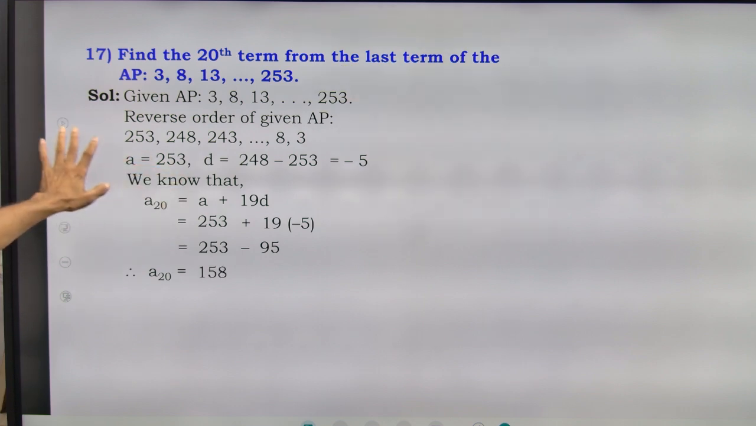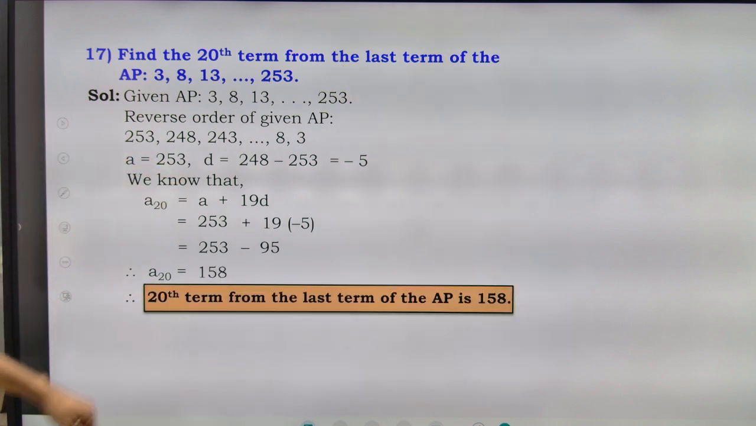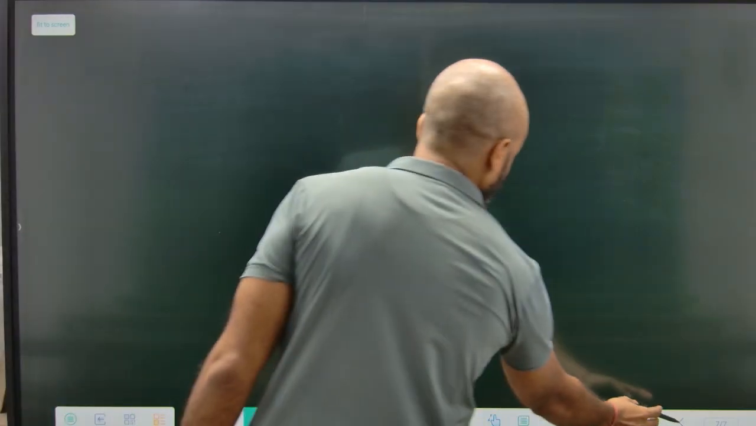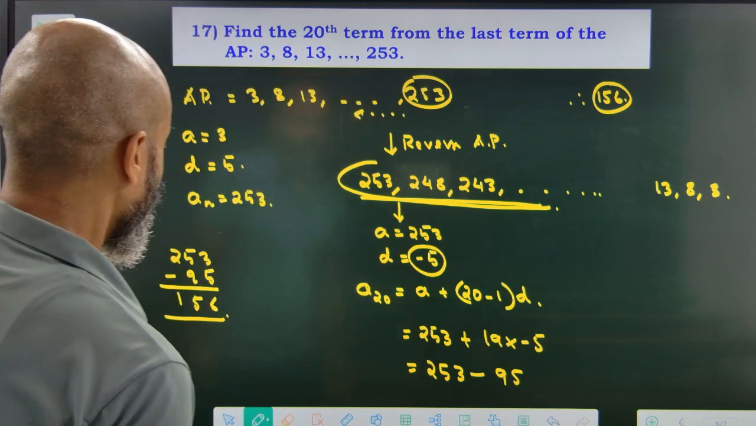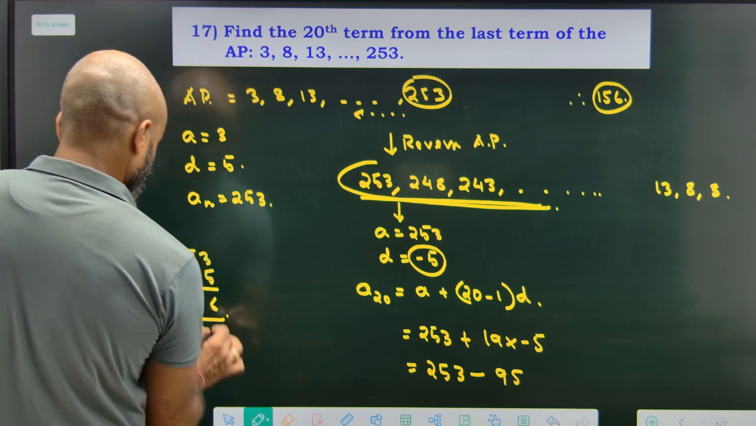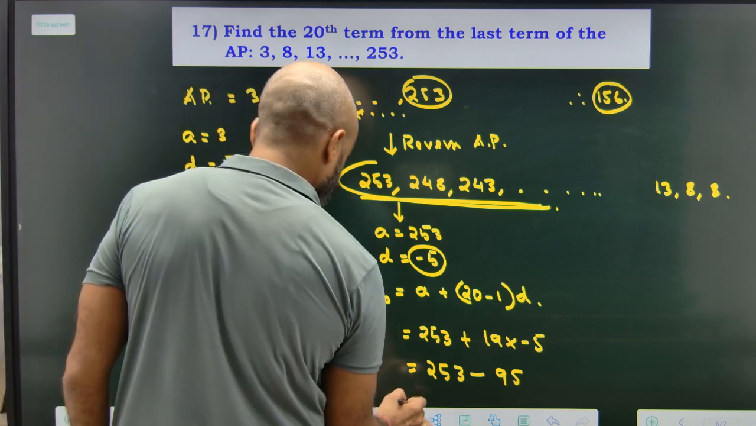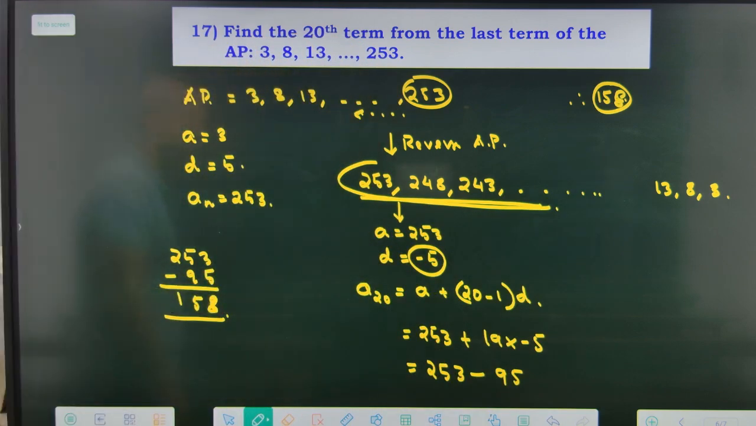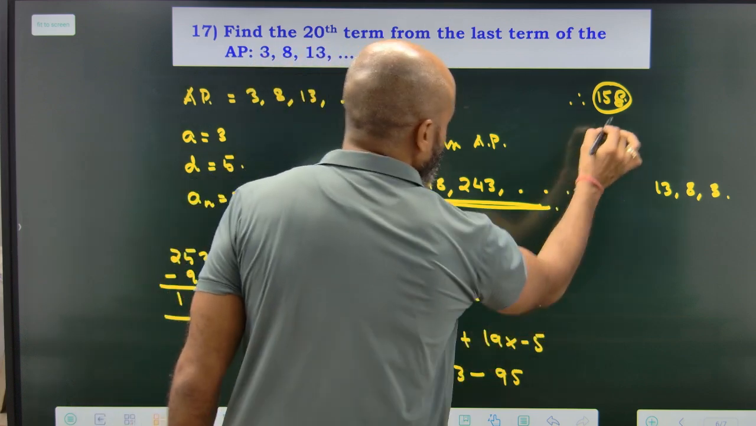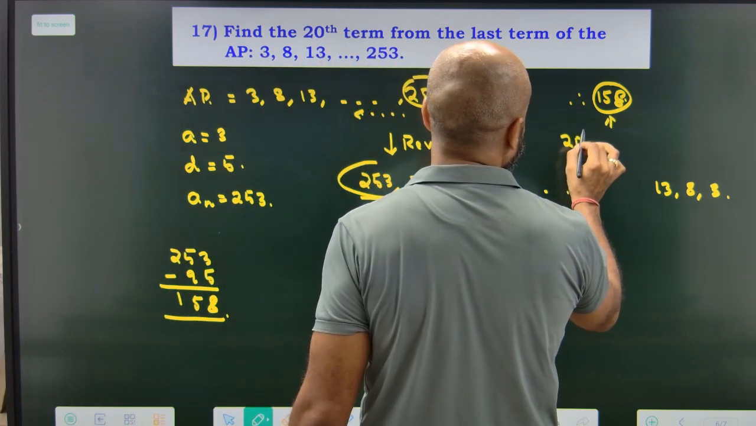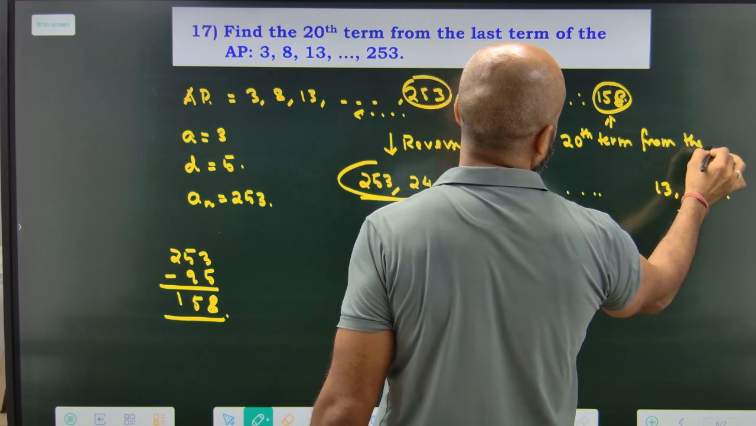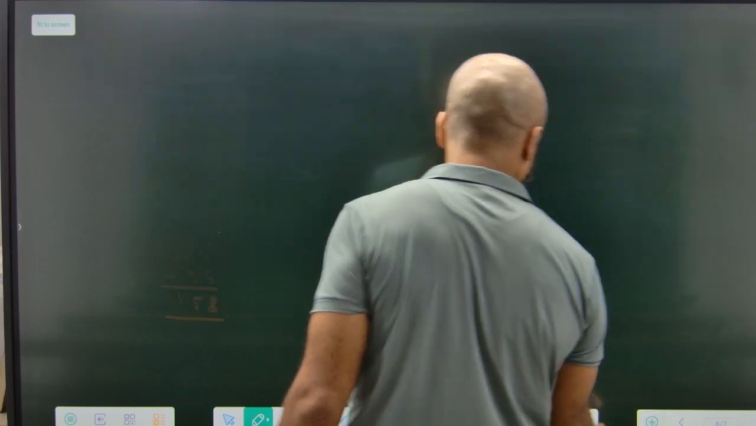So if we do a reverse, 20th term, 158. We have missed out on something. Then 158, is it? Yes, sorry, this will be 8. I am so sorry. This will be 158. If I subtract this, this will be 158. So we can say this is basically the 20th term from the end. 20th term from the end is 158. Okay, let's move ahead, people.